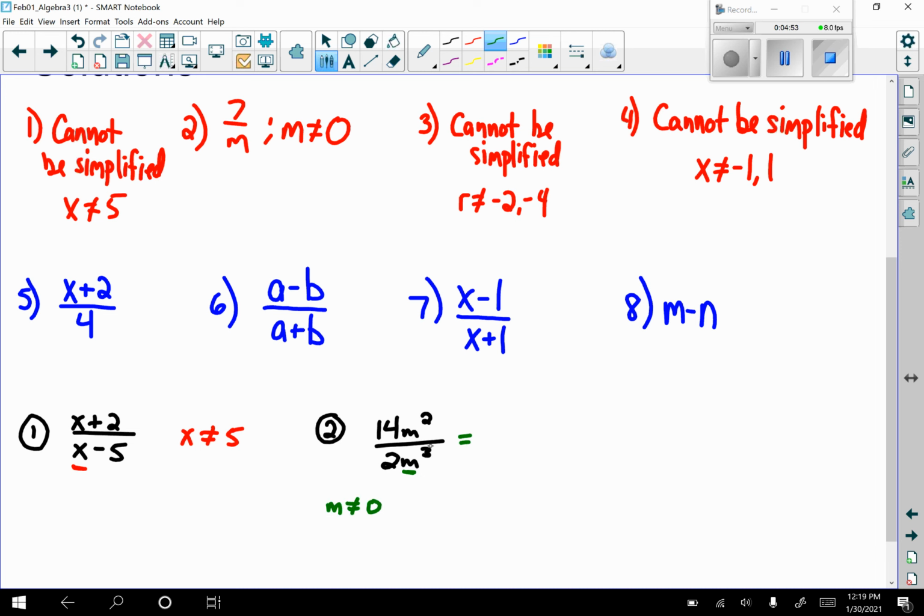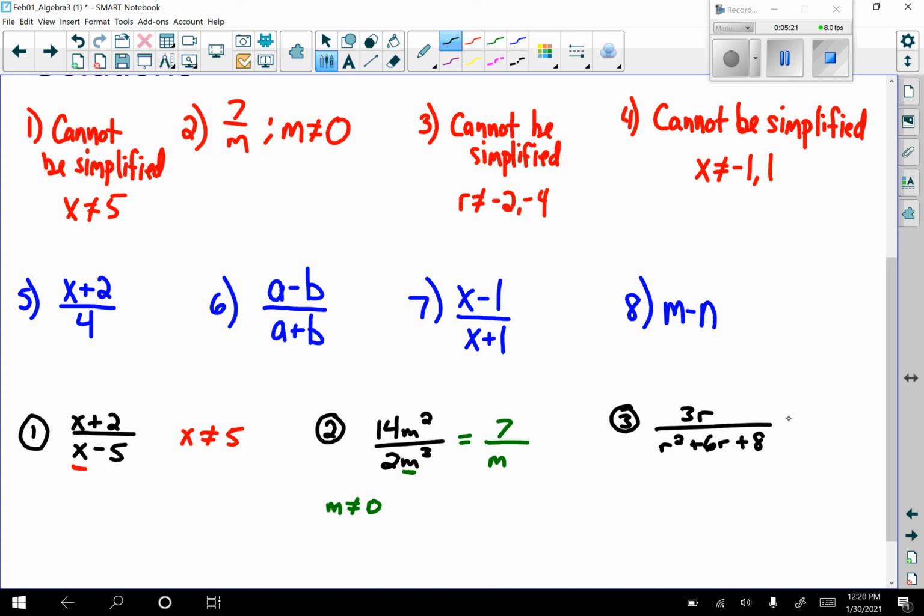We could divide the 14 by 2. This is just going all the way back to when we simplified powers with exponential expressions. So 14 divided by 2, those are coefficients, so that's going to give me a 7. And then where do I have more m's? In my denominator, how many more? Just 1.